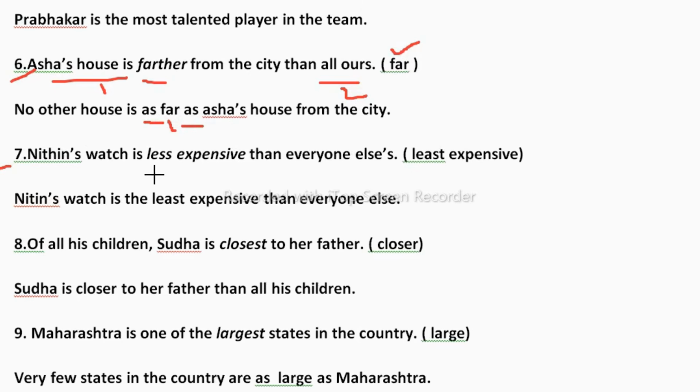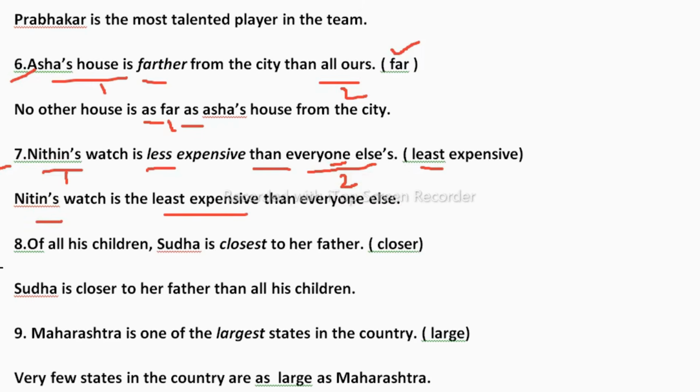Nitin's watch is less expensive than everyone else. Here they are comparing Nitin's watch, one, and everyone else, the second one. When we talk about two, we use the comparative degree, which is less. Little is the positive degree, less is the comparative degree, and least is the superlative degree. So we have to make our sentence using this superlative degree. Nitin's watch is the least expensive of everyone else.